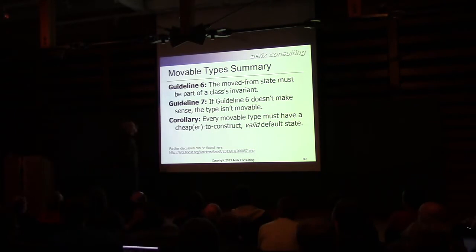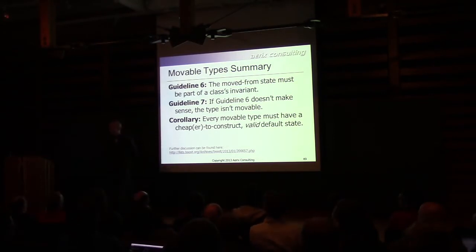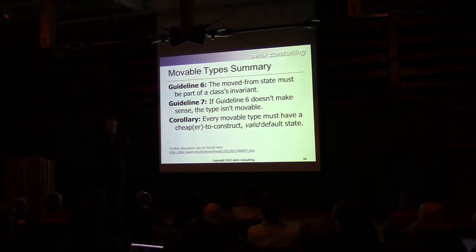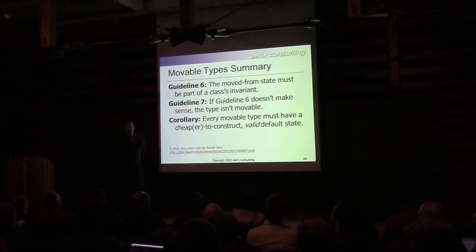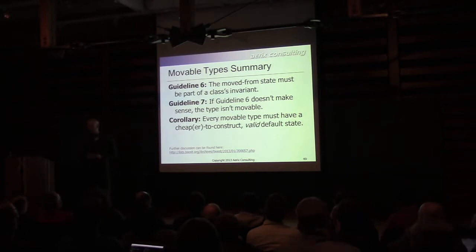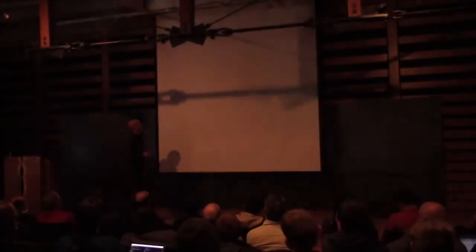So here are my guidelines. The moved-from state should be part of the class's invariant. I think we can all agree on that. No? Okay, not Sean. Go to Sean's talk. Guideline 7: if guideline 6 doesn't make sense, the type isn't movable. And a corollary: every movable type should have a cheap-to-construct valid default state. Okay. But Sean's going to say this is all wrong. All right. Some wrong. Okay.